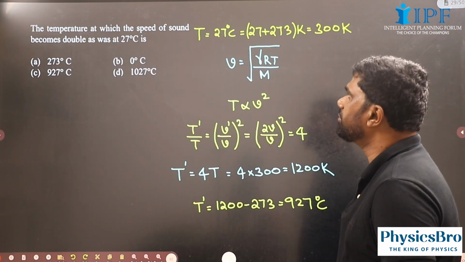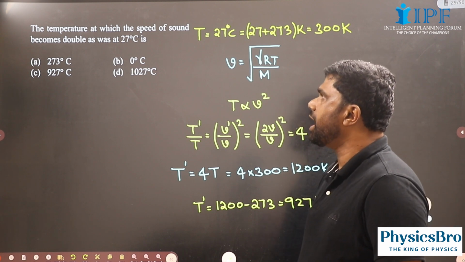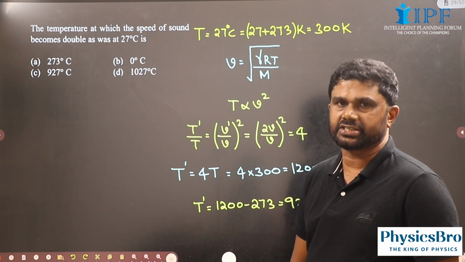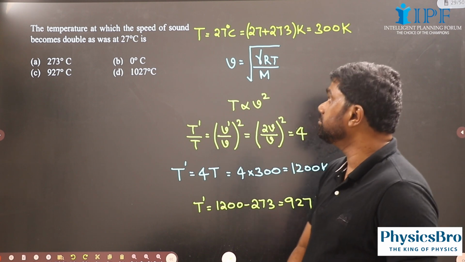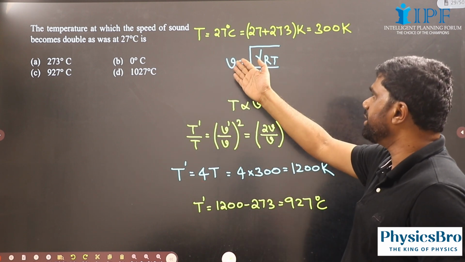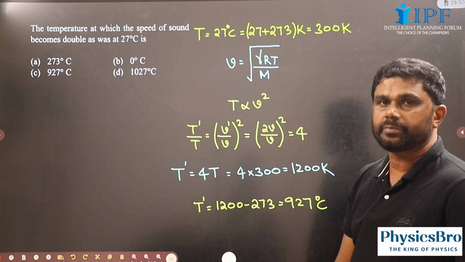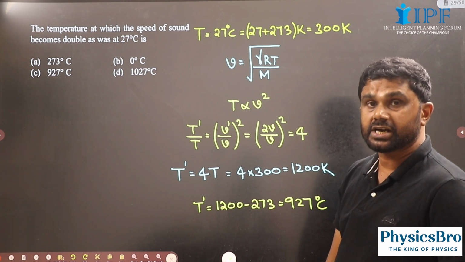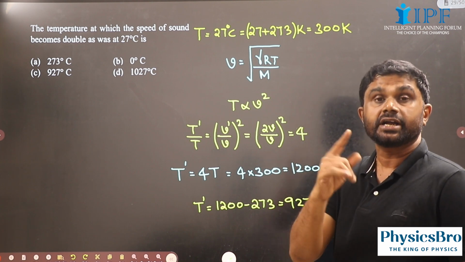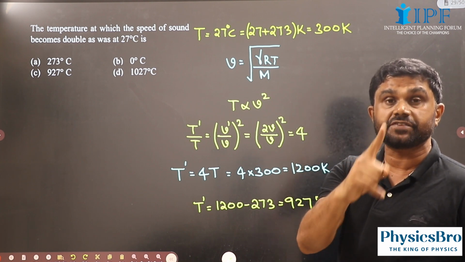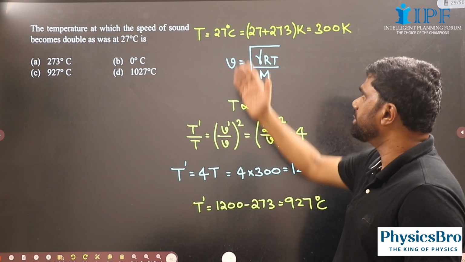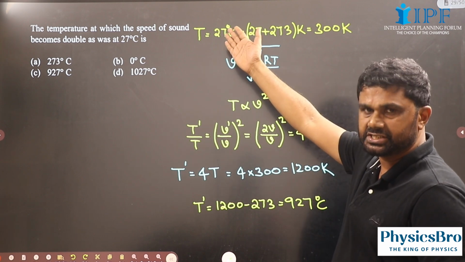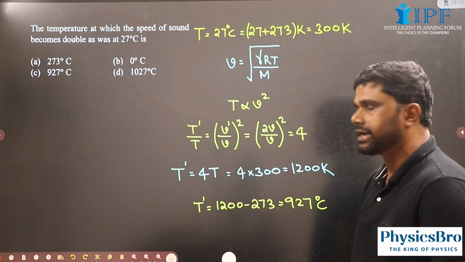Now the temperature at which the speed of sound becomes double as it was at 27 degrees Celsius. See, speed of sound through a gaseous medium is given by V equals root of gamma RT by M, where M is the molar mass, R is universal gas constant, gamma is the ratio of specific heats, and T is the absolute temperature. Initial temperature T is given as 27 degrees Celsius and it is equivalent to 300 Kelvin.